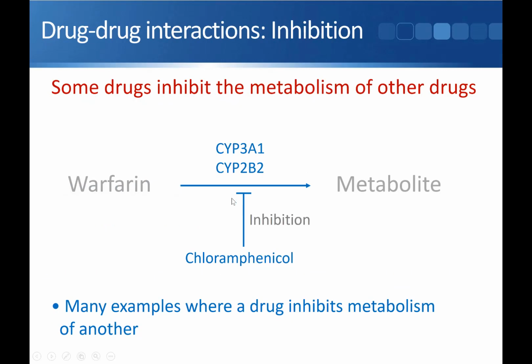If you look at some other examples, some drugs inhibit the metabolism of others. So if you're taking warfarin and chloramphenicol at the same time, that's bad news because chloramphenicol inhibits the action of CYP3A1 and CYP2B2, which are involved in the breakdown of warfarin. So if you're taking chloramphenicol alongside warfarin, you're ultimately going to increase blood plasma levels of warfarin because you're going to slow down the body's ability to break down this compound and metabolize it and excrete it from the body.